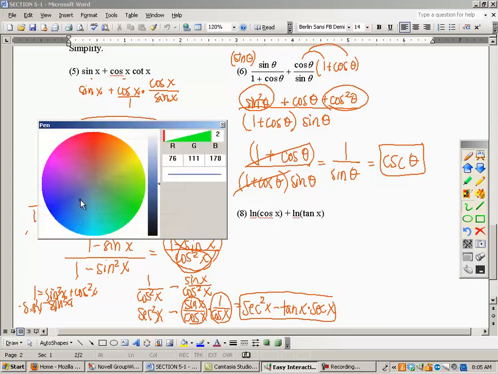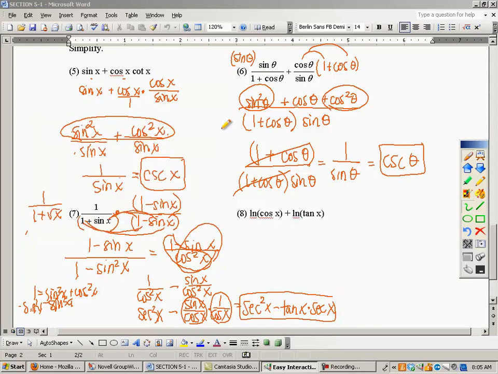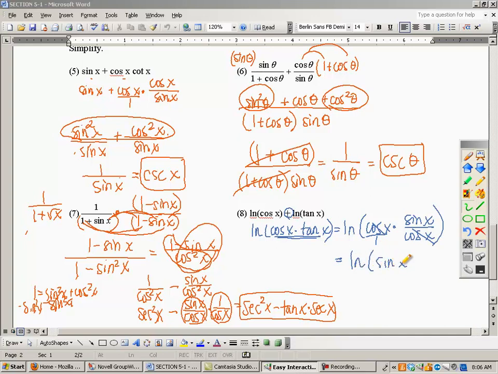Let me change colors so we can see the difference in number 8. Number 8, we add the logs as well, and we know that the addition of a log means multiply their inner parts. So the natural log, and we're taking cosine times a tangent. And our goal is to simplify this inside. Well, I know that the tangent is the sine over the cosine. And if I make these each a fraction, my cosines will end up canceling. So I have the natural log of the sine of x.